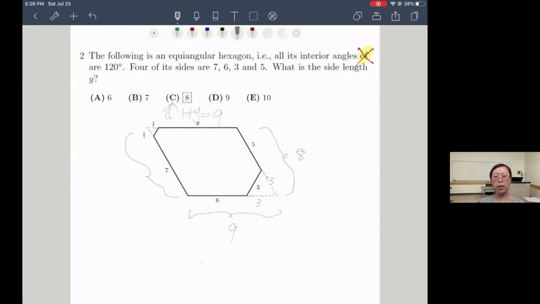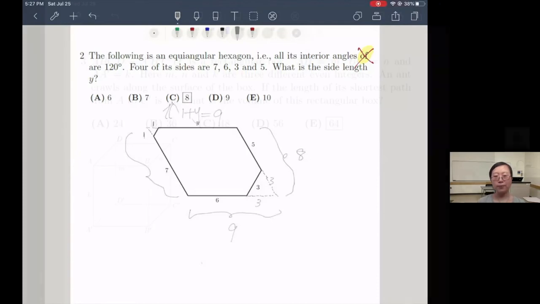So be creative. When you see something you don't know, try different ways. For this one, why do I make those extensions? Why should I extend the lines in that way? Because it still gives me equilateral triangles and parallelograms. Those things are much easier than some arbitrary shapes.